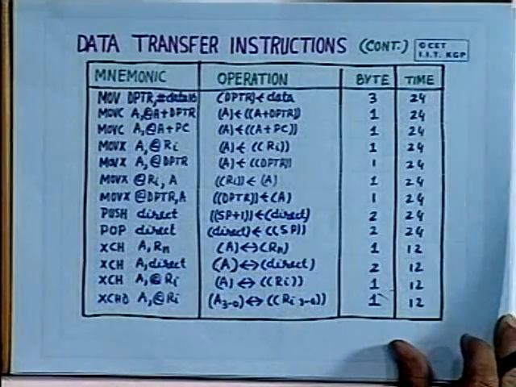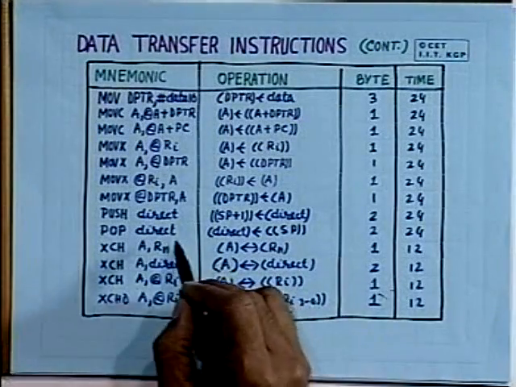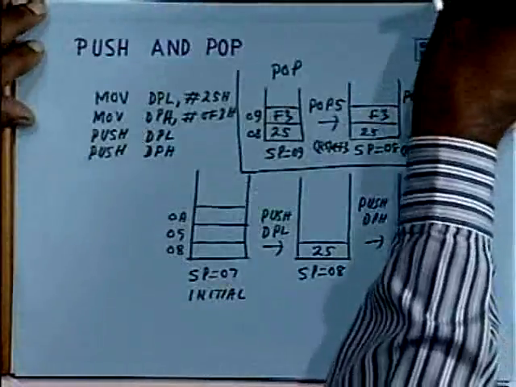That means direct address, which is provided by direct addressing. And then you have the exchange instructions which are shown here. These are the push and pop I have explained.